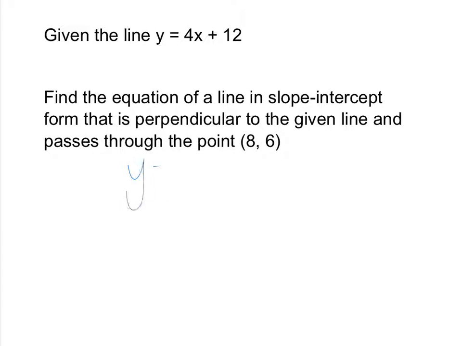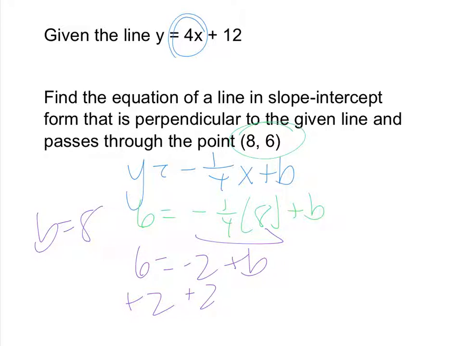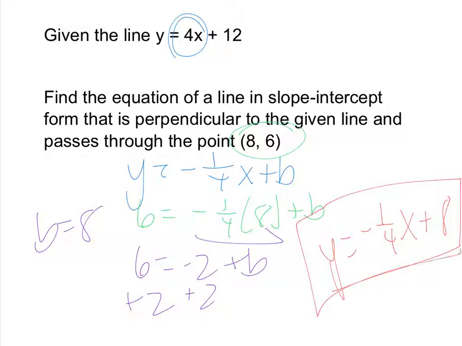Okay, so y equals, now your opposite reciprocal is negative 1/4 x plus b. Plug in our point, so 6 equals negative 1/4 times 8 plus b. Negative 1/4 times 8 is negative 2. Add 2 to the other side, so our b is 8. So our final equation is going to be y equals negative 1/4 x plus 8. Hopefully that's what everybody got.